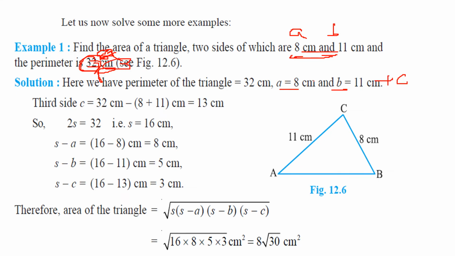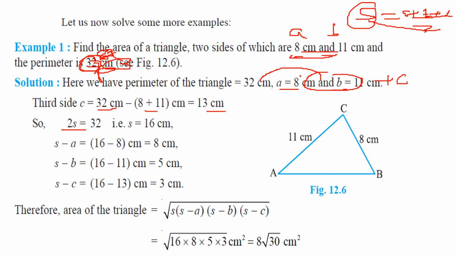So how to find C? Just subtract 8 plus 11 from 32. So 32 minus 8 plus 11, that will be 13, right? Now 2S is given as 32. We know S is nothing but A plus B plus C by 2. So if you take 2 here, A plus B plus C is simply equal to 2S. So 32 equals 2S, that is S will be equal to 16.